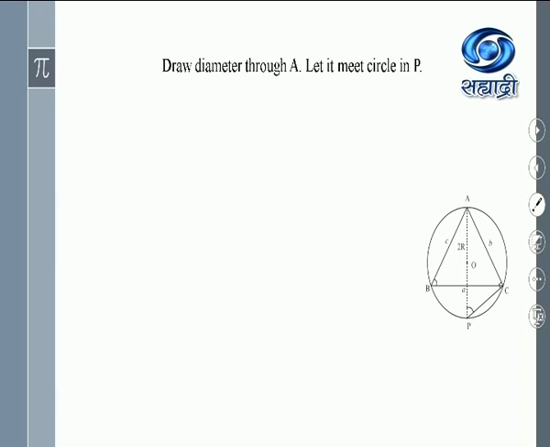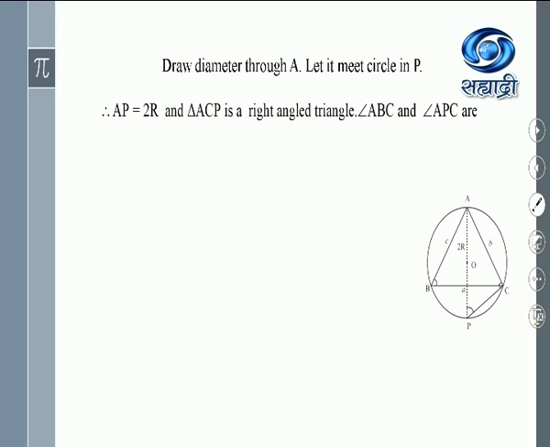Now this is the construction you will have to do. Draw a diameter through A. Let it meet the circle in P. See here, concentrate on the figure. Capital A and this is capital P. Through A we draw the diameter and that meets the circle at point P. Therefore AP is equal to 2R, because the radius of the circumcircle is capital R and AP is the diameter. Therefore AP is equal to 2R.